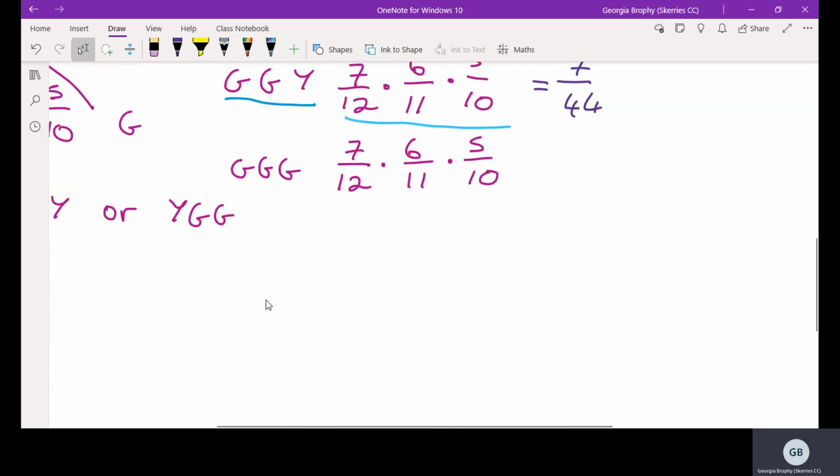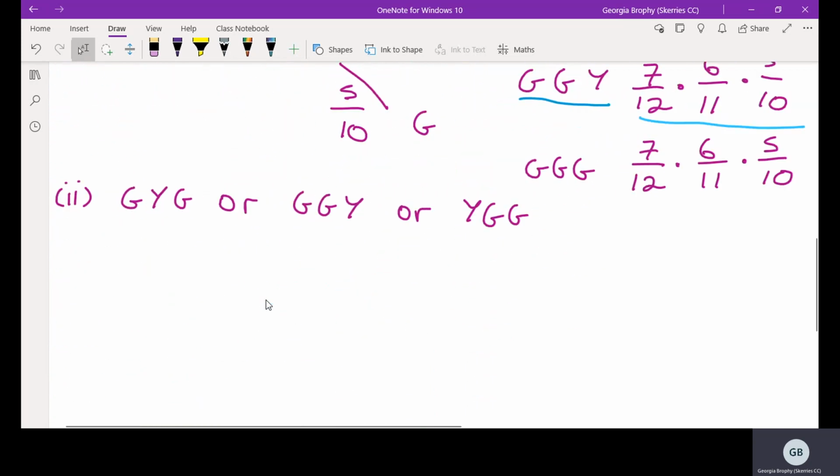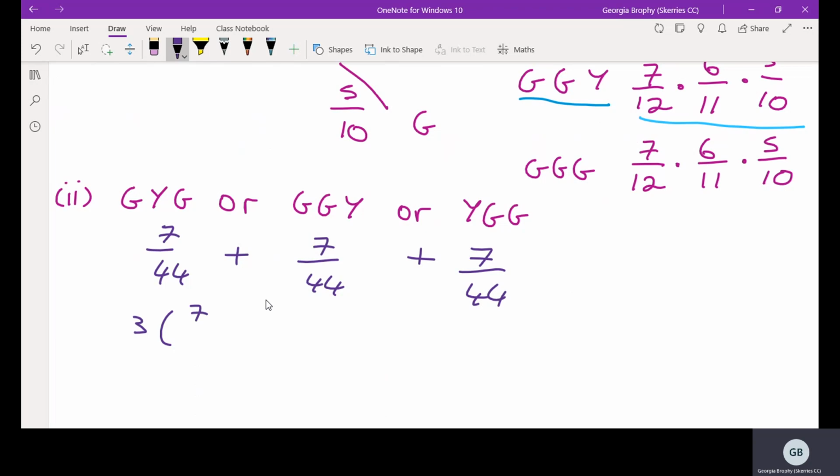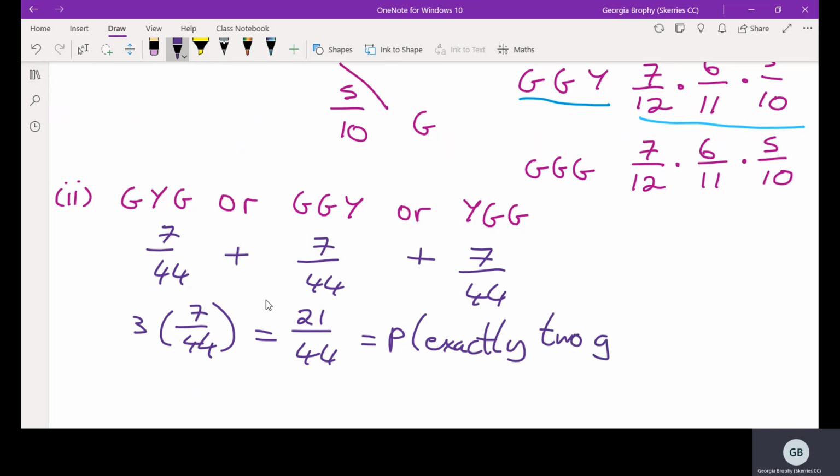So for this one, we got 7 over 44. Because it's or, we add them. 7 over 44 plus 7 over 44 plus 7 over 44, which is the same as 3 times 7 over 44, which equals 21 over 44, which equals the probability of exactly 2 green. Okay, I hope that helps. Thank you.